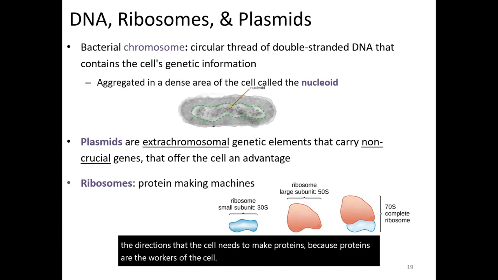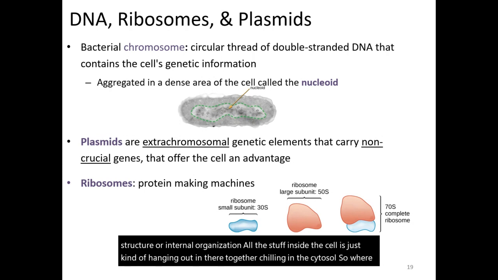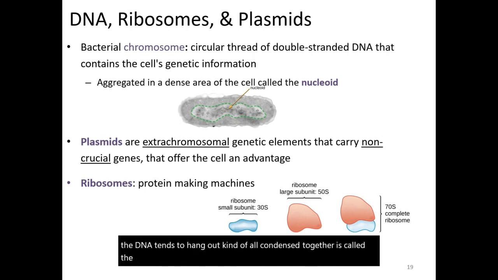So the DNA is inside of the cell, in a region that we refer to as the nucleoid, because remember, prokaryotes don't have any internal structure or internal organization. All the stuff inside the cell is just kind of hanging out in there together, chilling in the cytosol. So where the DNA tends to hang out, kind of all condensed together, is called the nucleoid.